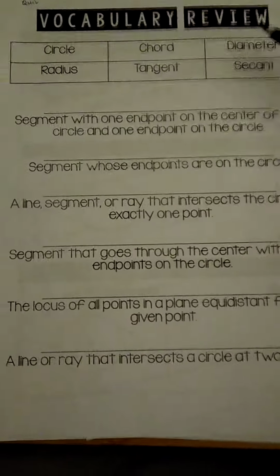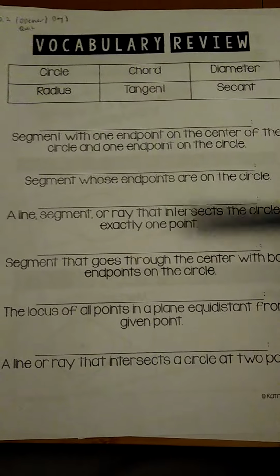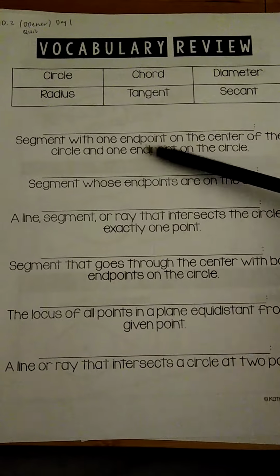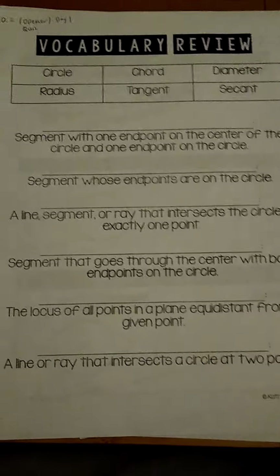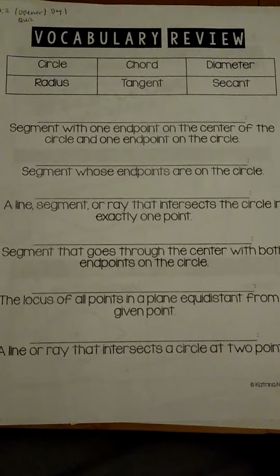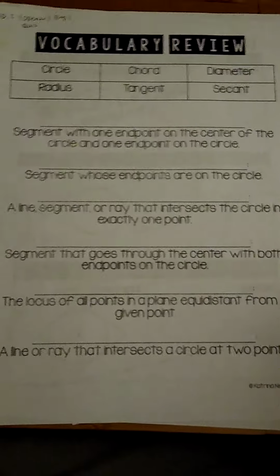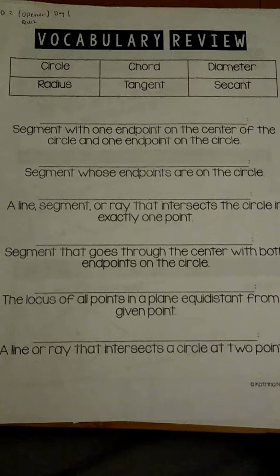So here we have the circle, radius, chord, tangent, diameter, and secant. I want you to go ahead and try these on your own. Just whatever definition you can remember first, I would suggest you do that. So if you can pause this for a bit and work on it on your own, that would be great. And then after a few minutes, we'll talk about the correct definitions for these.